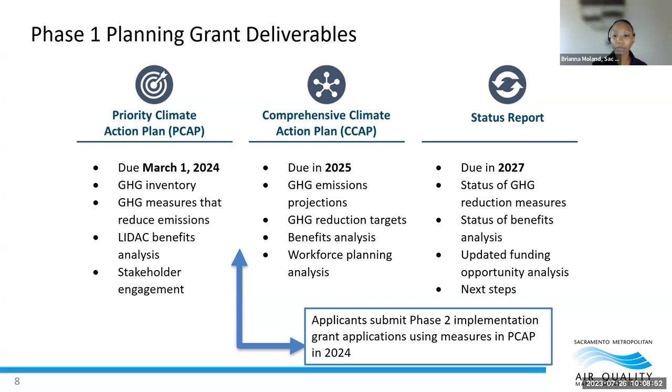And after the PCAP and after the phase two implementation grant period is over, there is a comprehensive climate action plan due as the second deliverable, and that's due in 2025. And it includes greenhouse gas emissions projections, greenhouse gas reduction targets, benefits analysis, as well as workforce planning analysis. So lastly, there's a status report, which is due in 2027, and it's a status update of greenhouse gas reduction measures, status of benefits analysis, and then updated funding opportunities analysis, as well as next steps.